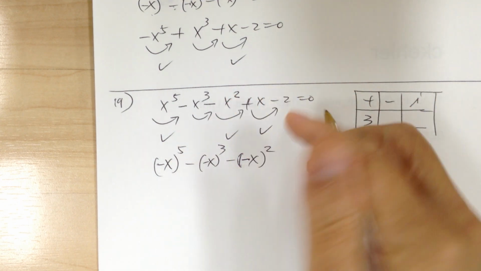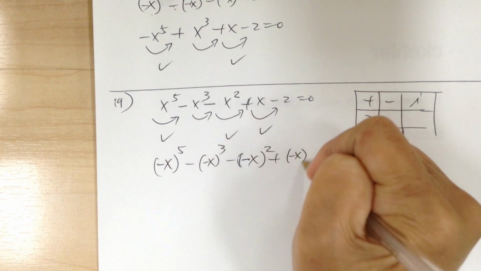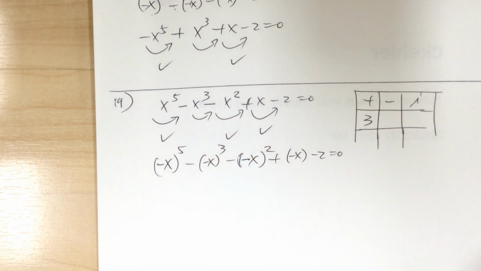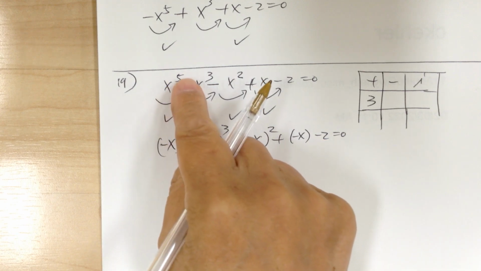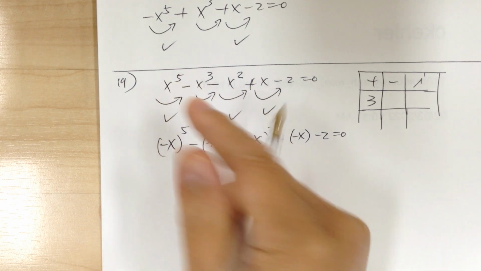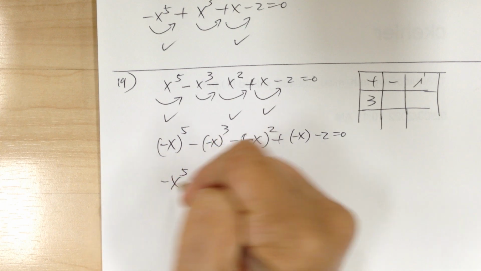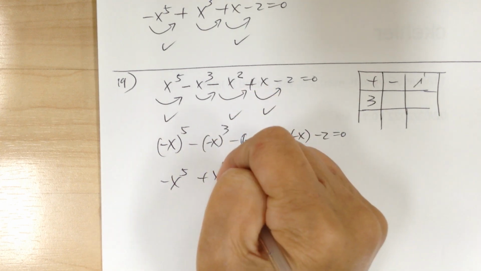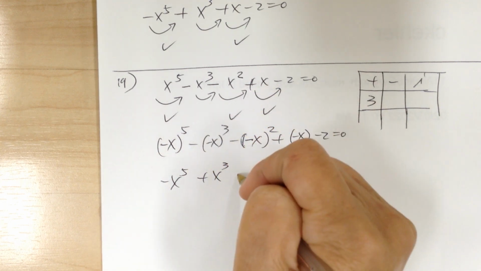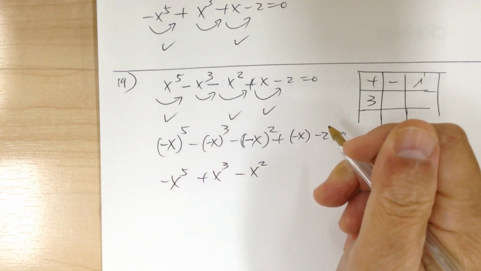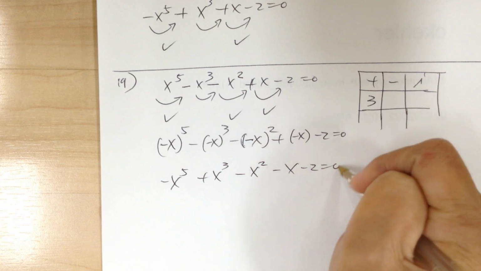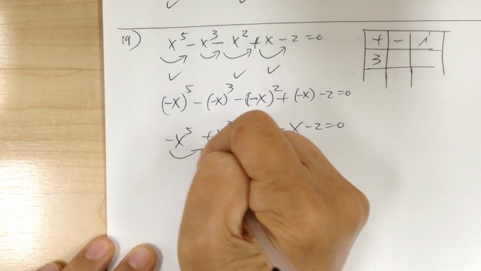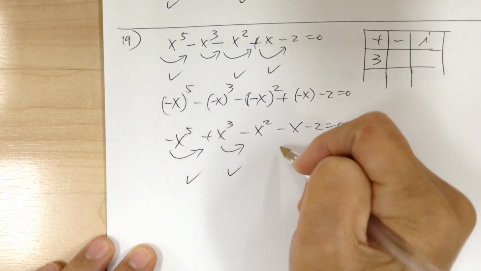So just make x into a negative x, and make sure you put parentheses. Okay, and again, you can skip this step if you know that the odd number exponent is going to change. Okay, and this one would become plus x to the 3. This one would become minus x squared, and this one would become minus x minus 2 equal to 0. Okay, so this one changed, so that's good. It changed, so that one is good.